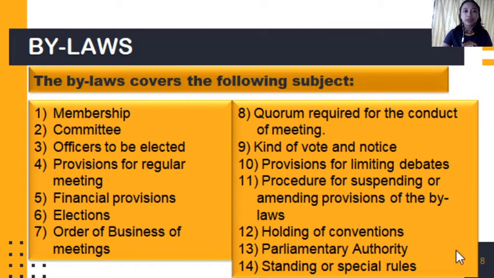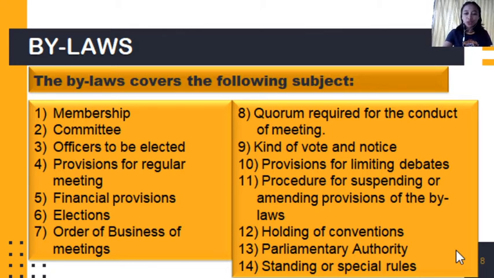I guess it's already understandable. Kind of vote and notice. Provisions for limiting debates. Procedure for suspending or amending provisions of the bylaws. Holding of conventions. Parliamentary authority, and standing or special rules. So these are the subjects usually covered by the bylaws.